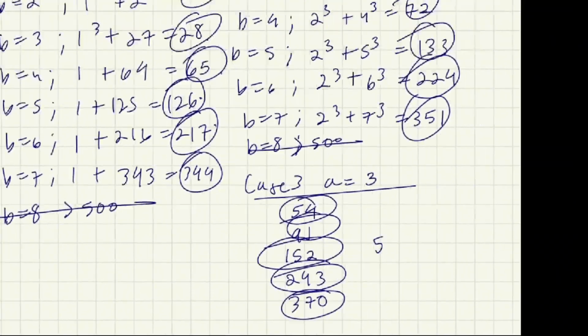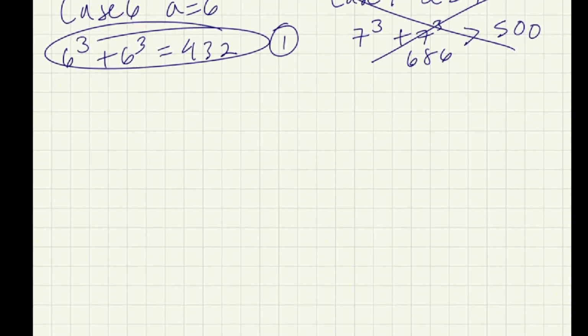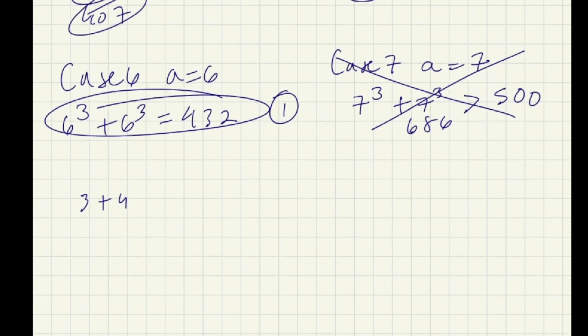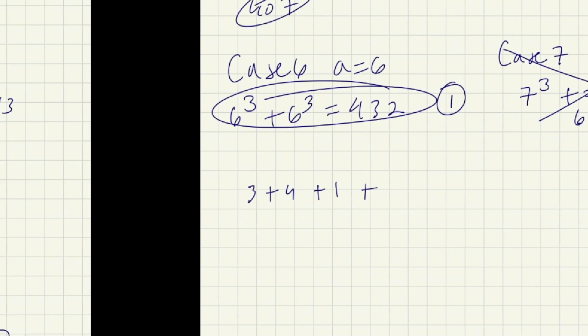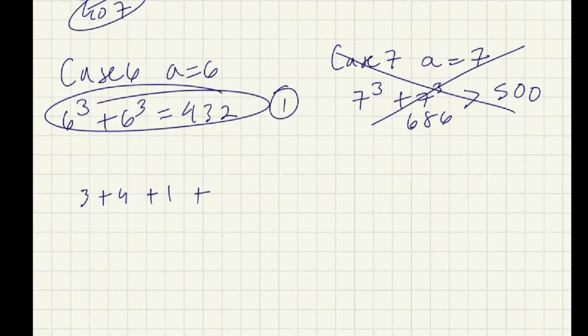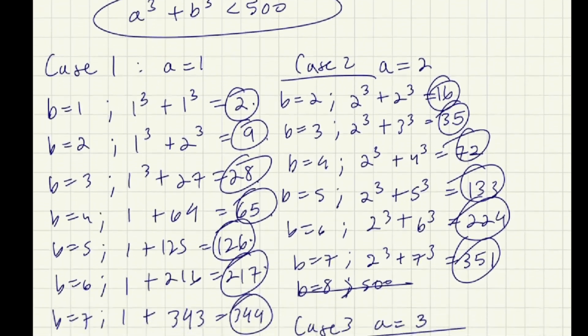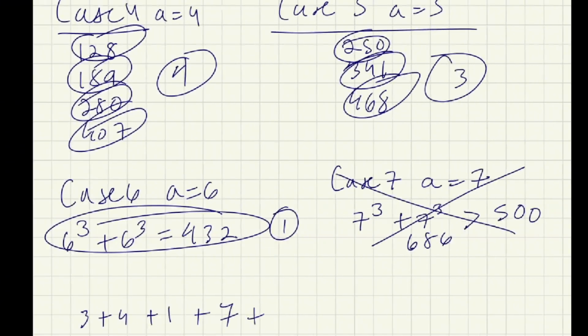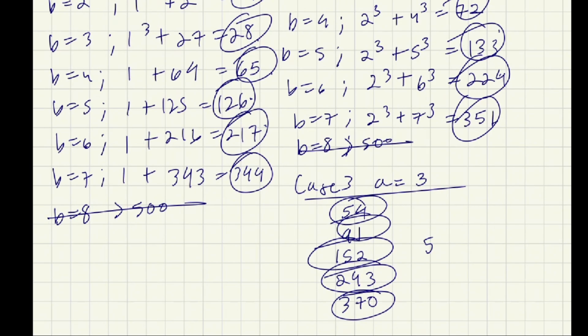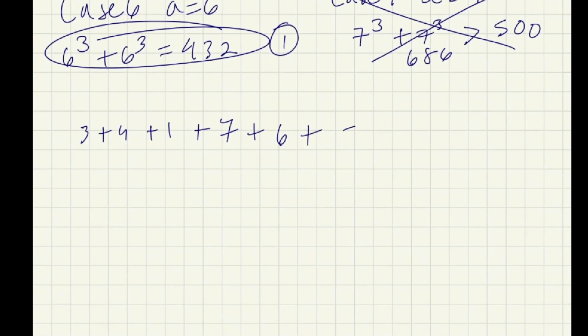When we add up all these solutions, we get 3 plus 4 plus 1, and all the solutions from case 1, which is 7, all the solutions from case 2, which is 6, and all the solutions from case 3, which is 5. And we get 8 plus 13 plus 5, which gives us 26.